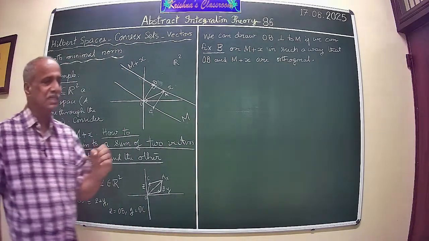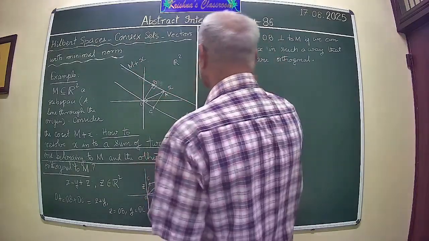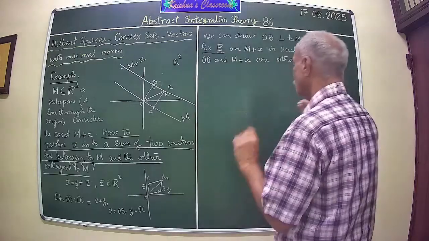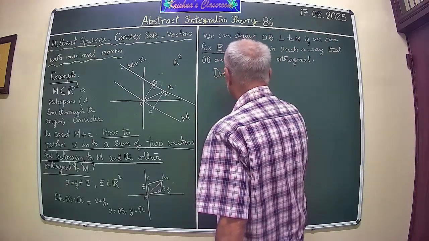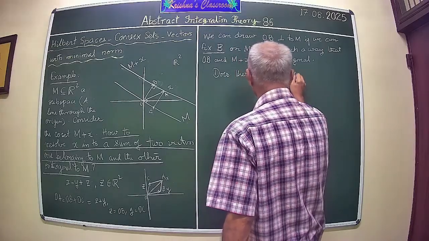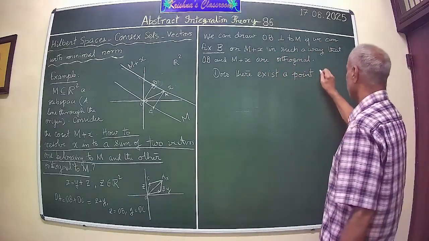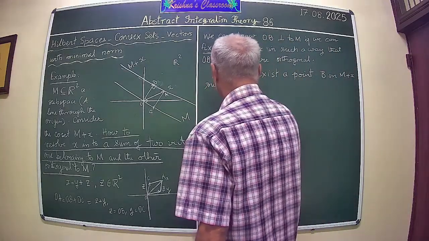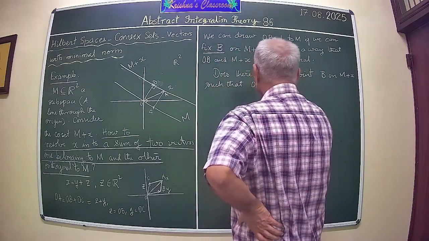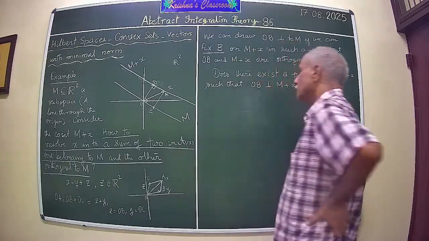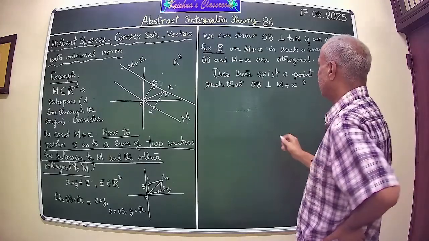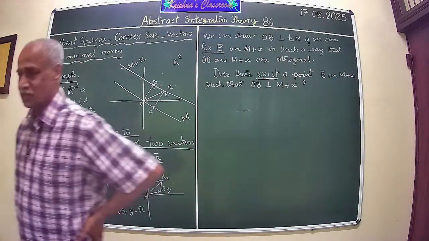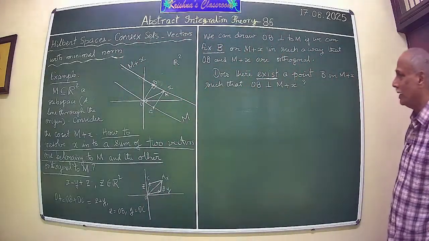So, we have to essentially show that there exists a point in M plus x, called B, such that OB is perpendicular to M plus x. So, does there exist a point B such that OB is orthogonal to it? So the problem is proving the existence of the point B. If it exists, fine. Okay, so that's what we are after. How to show that such a point exists?